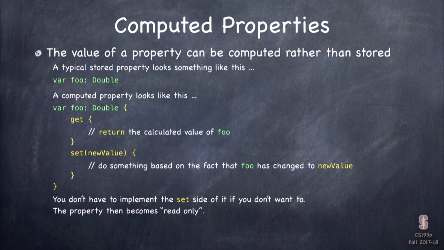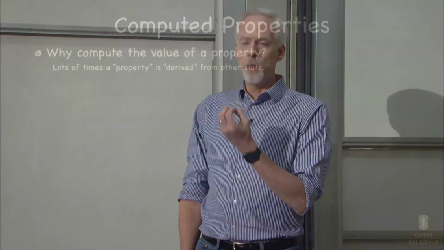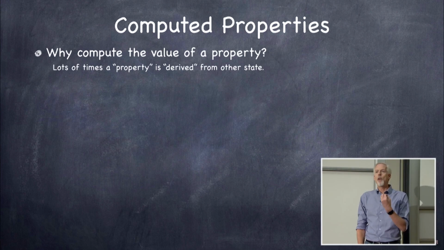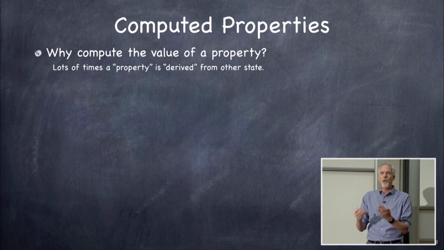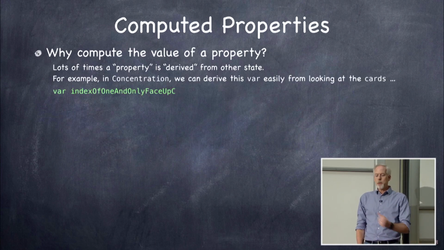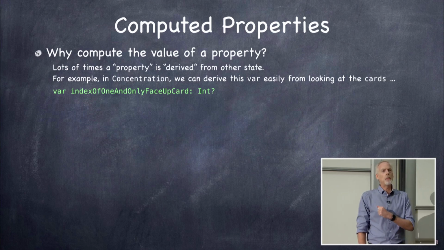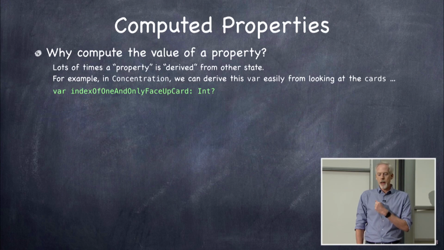So why are computed properties important? What do you use them for? Well, a lot of times you have something that is perceived as a property of your struct or class that actually is derived from other state inside of your struct. And when you have that situation, you do not want to have a stored property because you don't want to have the same information in two different vars. Because they can get out of sync, and all kinds of problems happen. So one or the other of them wants to derive itself from the other one. Here's an incredibly good example: the index of the one and only face-up card in Concentration. That is easily derived by looking at the cards.